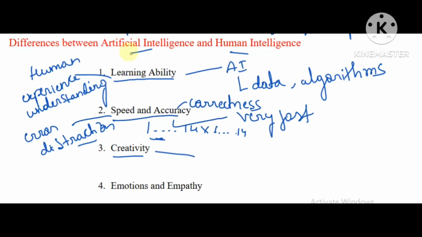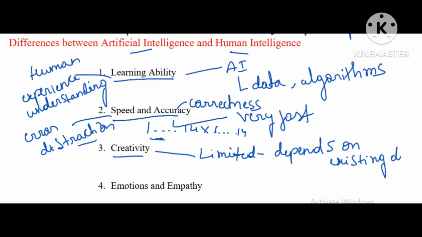And also we know about creativity. As we know, AI has very limited creativity. You can mention that ChatGPT is generating things that seem highly creative, right? But it is not, it is depending on existing data that it is creating. That is what we can say, it depends on existing data. So that is the creativity of artificial intelligence.